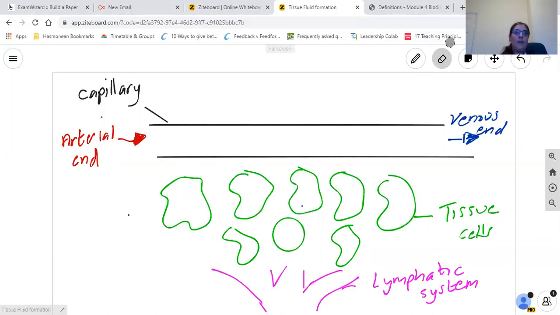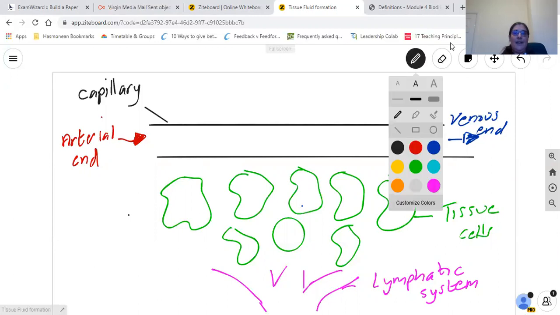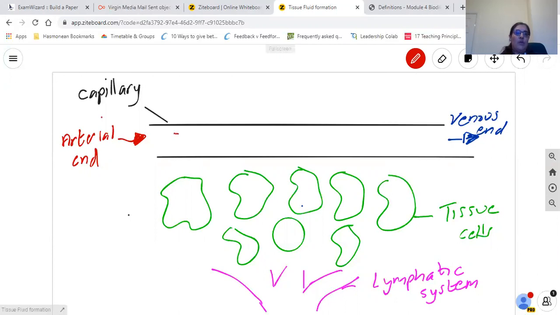So when the blood comes in at the arterial end, it's at very high pressure, because obviously it's come from the heart, so it's at high pressure, which means that there is a big pressure for the fluid to leave. Okay, so we've got a high blood or hydrostatic pressure.